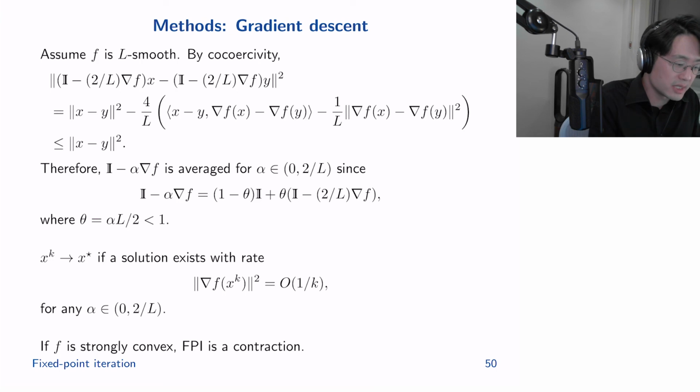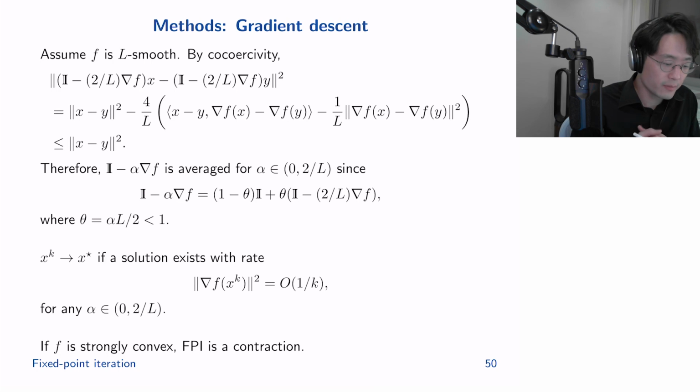Therefore, since this is non-expansive, then I minus alpha grad f is averaged for alpha between 0 and 2 over L, because if we have any alpha between 0 and 2 over L, then we can express this operator as an averaged version of this non-expansive operator with the identity, where theta is this particular value, and it is strictly less than 1.